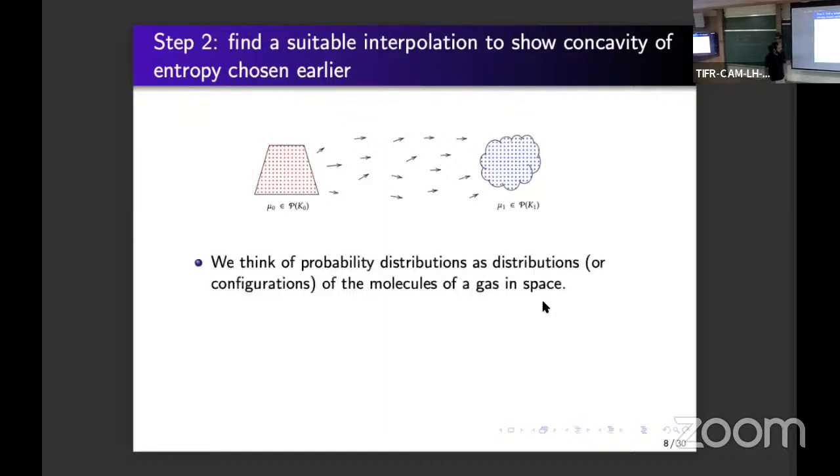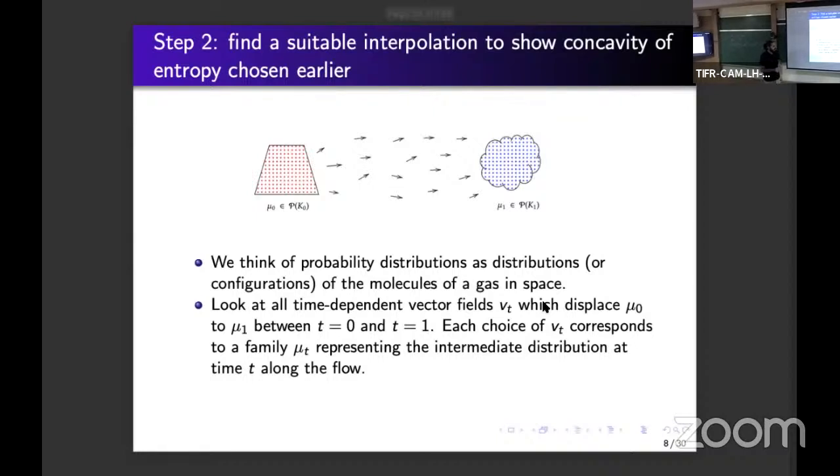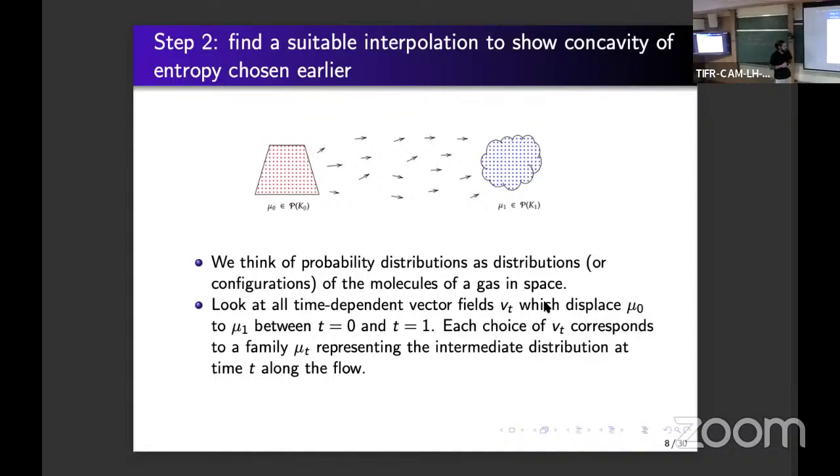Now, this is what we did. I want to look at all time-dependent vector fields, all winds which displace this configuration at time t equal to 0 to this configuration at time t equal to 1. If you give me a time-dependent vector field which does this, then the vector field is flowing, the gas is displacing. At any time I can stop and look at the configuration, and I would call that mu t at the intermediate stage.